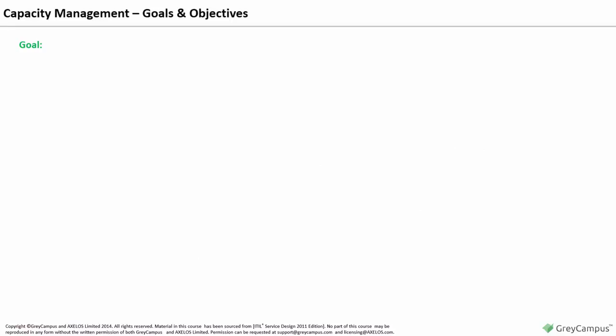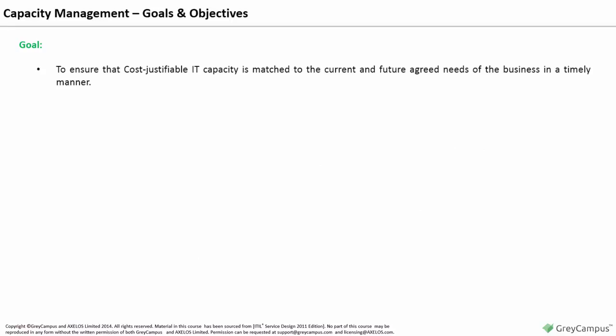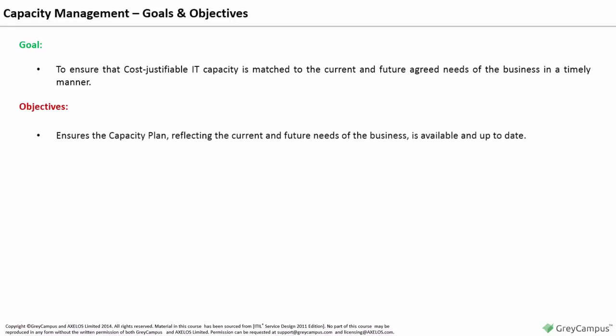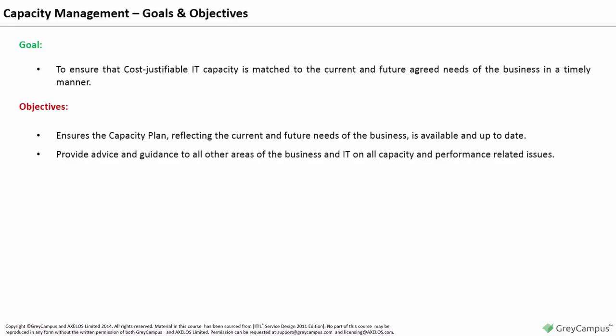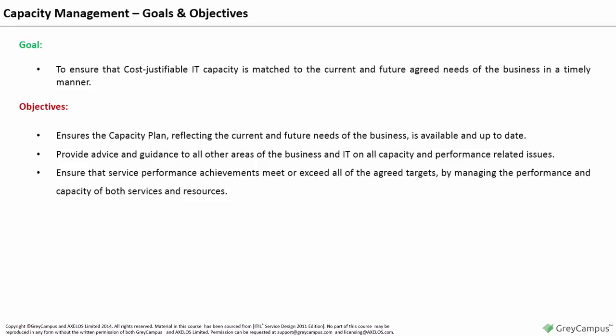The goal of the capacity management process is to ensure that cost-justifiable IT capacity is matched to the current and future agreed needs of the business in a timely manner. To support this goal, capacity management has objectives to ensure the capacity plan reflecting the current and future needs of the business is available and up to date, provide advice and guidance to all other areas of the business and IT on all capacity and performance-related issues, and ensure that service performance achievements meet or exceed all of the agreed targets by managing the performance and capacity of both services and resources.